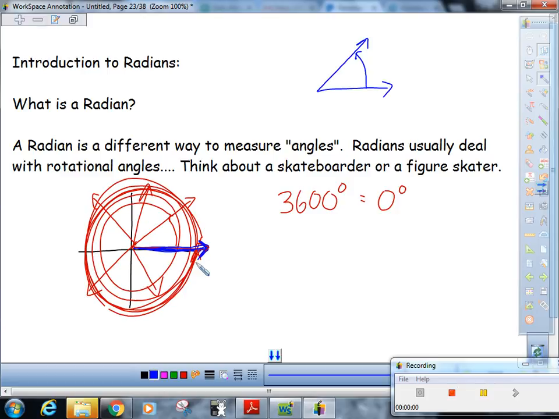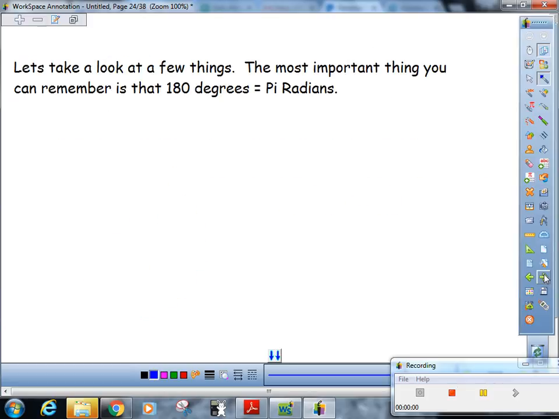So 720 degrees, how many circles is that? That's 2 circles. Okay? 180 degrees, how many circles is that? That's a half of a circle. Okay, cool. So that's your intro. Now let's talk a little bit more.